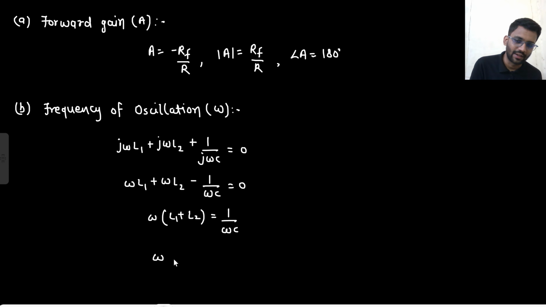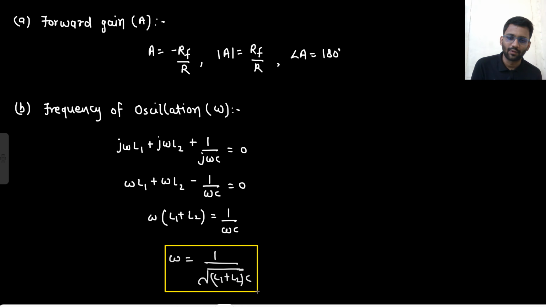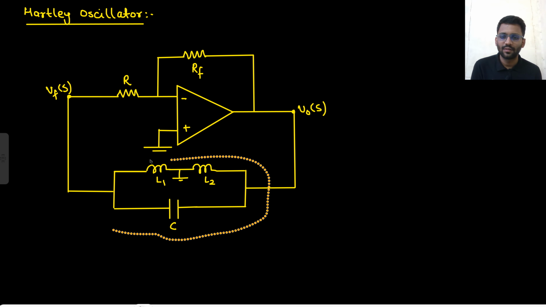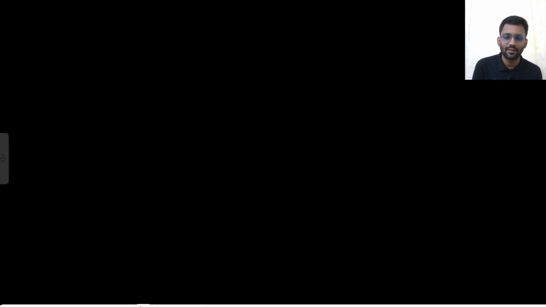So what will be the value of omega here? That would be 1 by root of L1 plus L2 into C. That's it. This is the value of omega. And what will be the feedback factor? For the feedback factor, I am just going to copy this one.